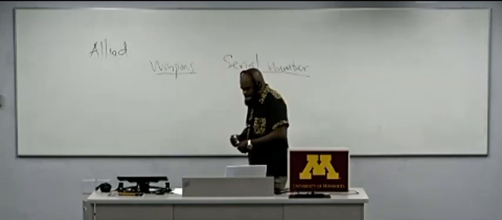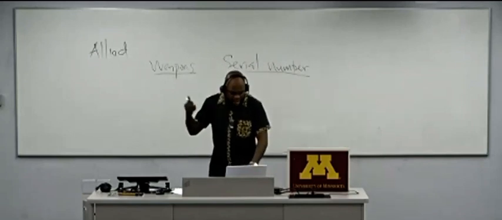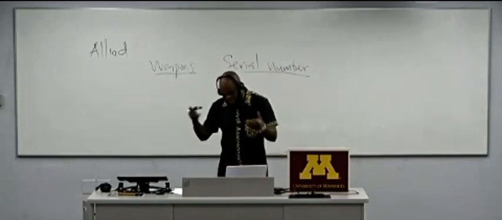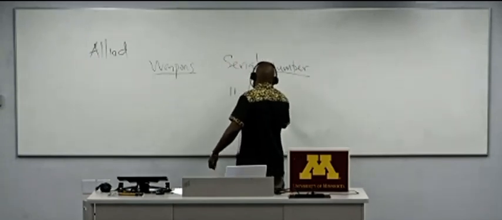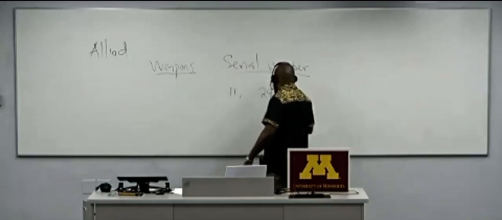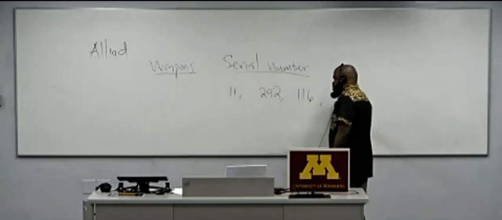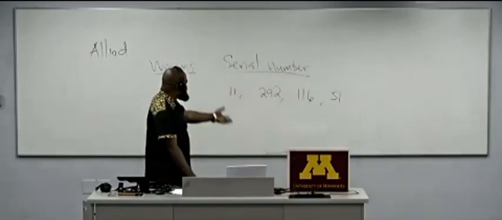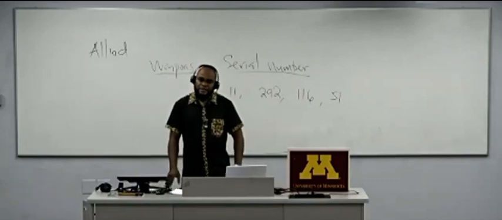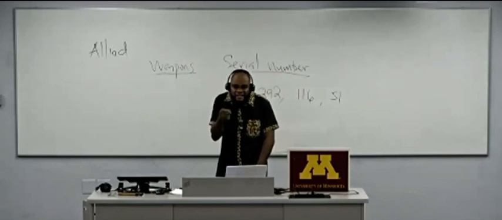Now, let me be specific. Maybe the serial numbers found are 11, 292, 116, maybe 51. I'm just assuming. If these are the serial numbers found, and the Allied are trying to figure out what would be the maximum number.